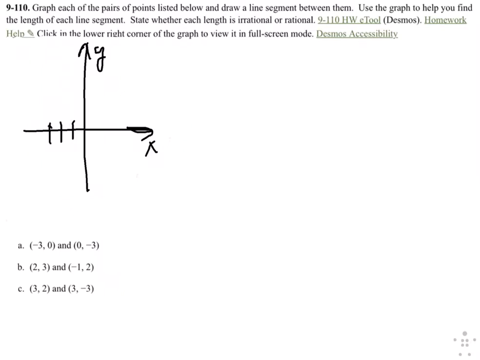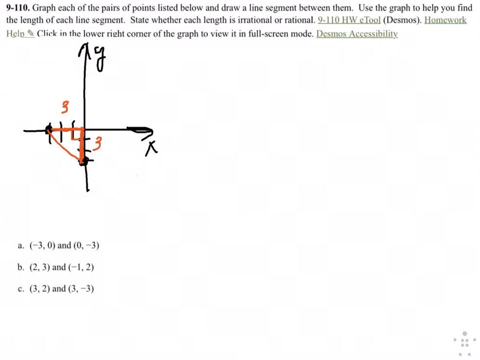-3, 0, there's one point, and 0, -3: 1, 2, 3, right? 0, -3. So if I draw a right triangle, I would get this right triangle, right? There's two sides, and there's the hypotenuse. Between any two points on a coordinate plane, I can draw a right triangle. So the side lengths of this are 3 and 3.